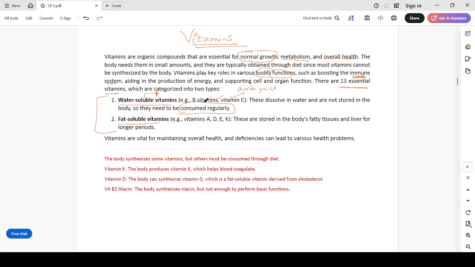So two vitamins basically, vitamin B and vitamin C. Among this, vitamin B12 can be partially stored in your body. So it is not actually regarded as a water soluble vitamin. Other than that, all the vitamin Bs are considered to be water soluble vitamins.